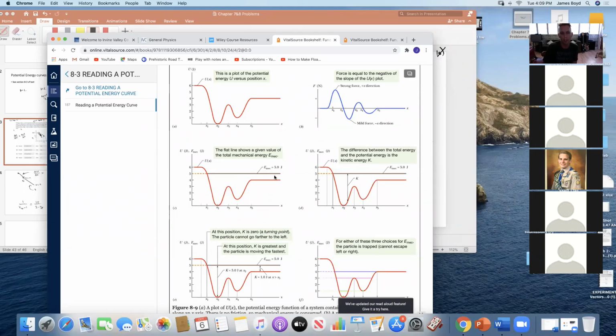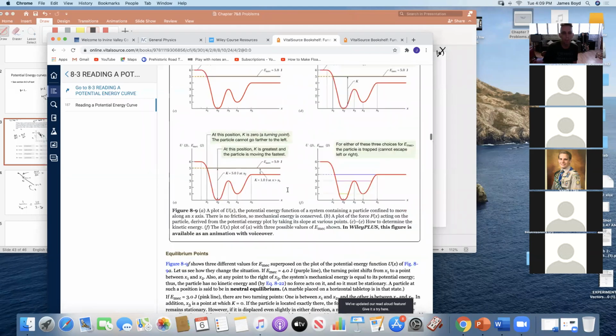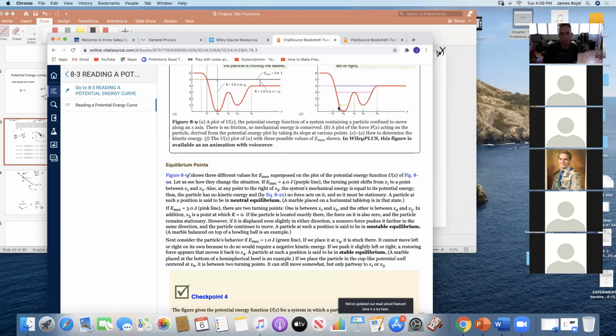So like here where it has 5, if it was heading to the left, it would get stopped here when it ran out of kinetic energy and all the mechanical energy became potential energy. And then it would head back the other way. And if it was somewhere down here, it would get trapped in these valleys.